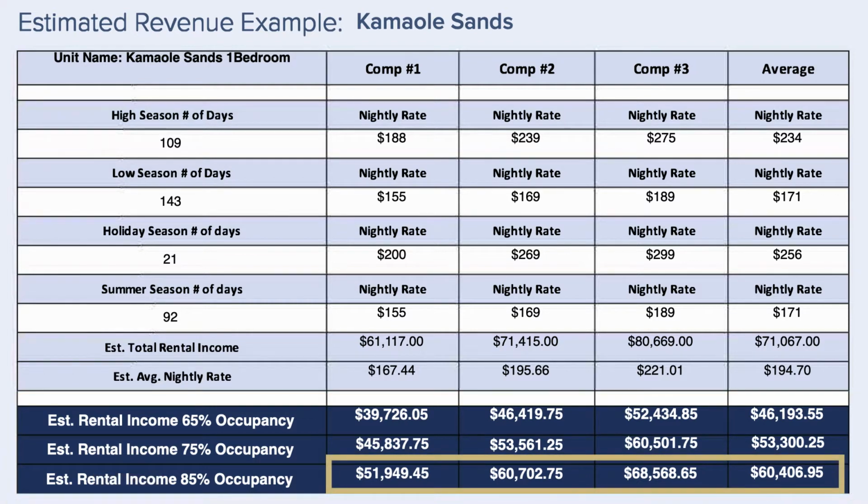All of this boils down to our expected gross rental income for one full year, shown as high, medium, and low units and an average of all three. For this example, we're going to use the average of all three comps at 85% occupancy rate, which is $60,406.